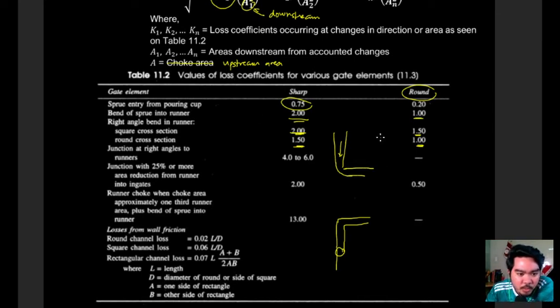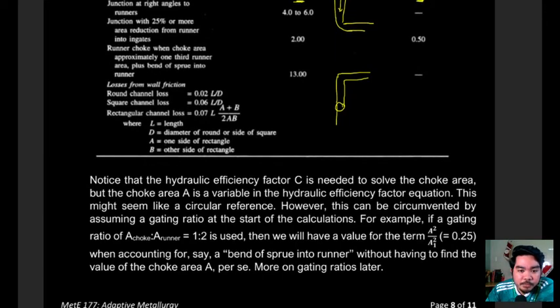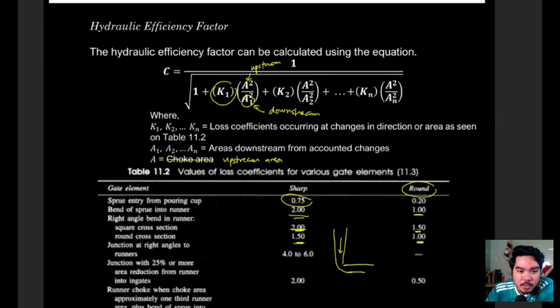Okay, so there are multiple, sobrang daming ways wherein you can have a loss coefficient, tas kailangan nyo lang i-account lahat yon doon sa hydraulic efficiency factor C. So one dilemma here, class, if you notice, is that di ba we are trying to solve for the, we need this coefficient C para ma-solve yung choke area. That is what we're looking for. Pero si C mismo, kailangan mo yung choke area para ma-solve siya.